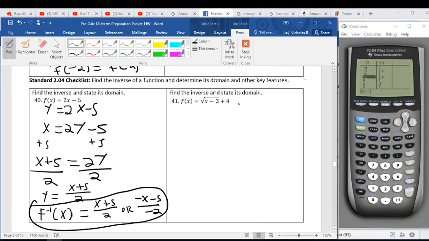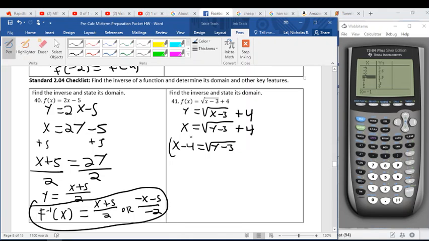41, find the inverse and state the domain. So y is equal to the square root of x minus 3, plus 4. Switch the x and the y. x is equal to the square root of y minus 3, plus 4. Subtract 4. x minus 4 is equal to the square root of y minus 3. Square both sides.